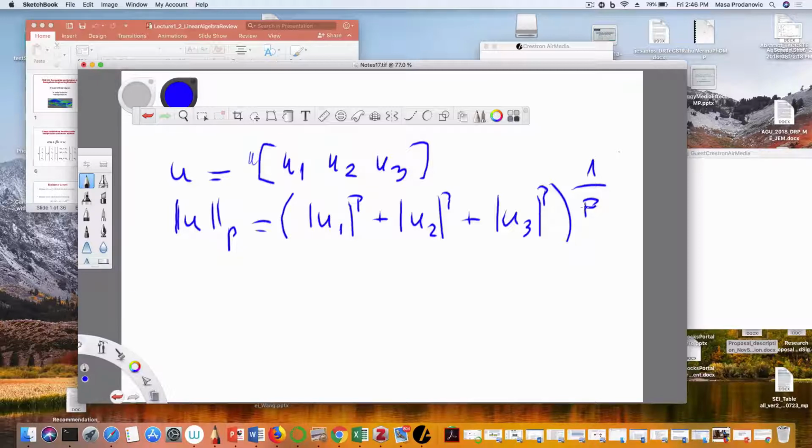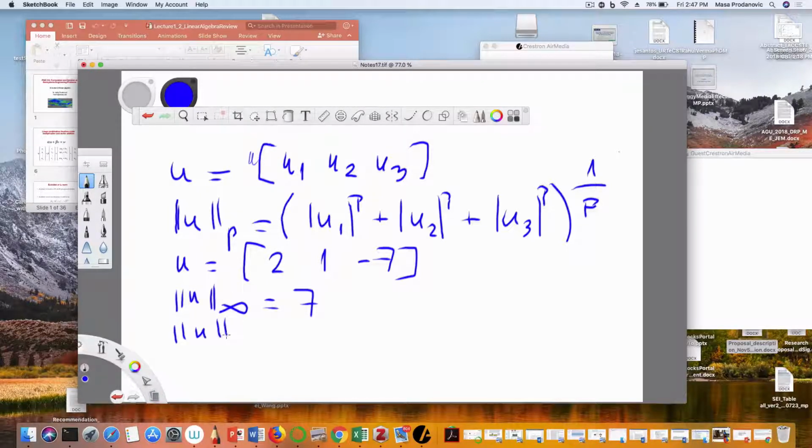So essentially, if I have u that is 2, 1, and minus 7, what is going to be my u infinity norm? Maximum of absolute values. So 7. I do take absolute value, so norms are always positive. And then U1 norm is the sum of the absolute values. So it's 2 plus 1 plus 7, which is 10.